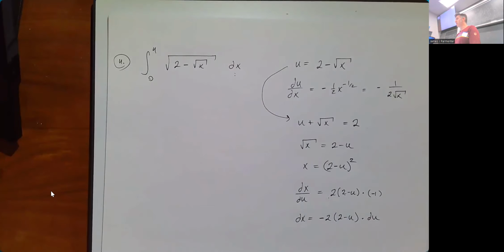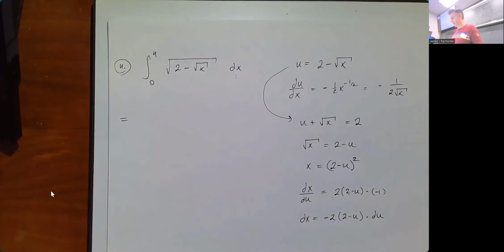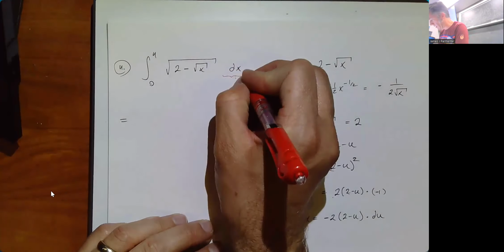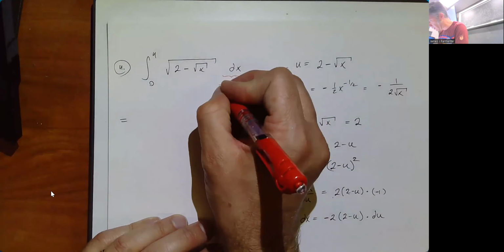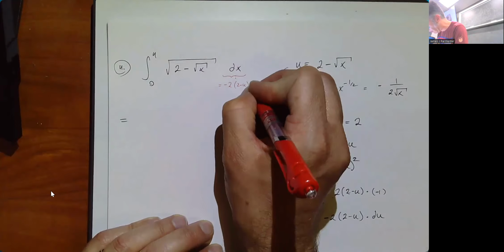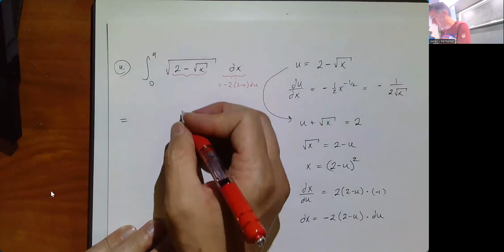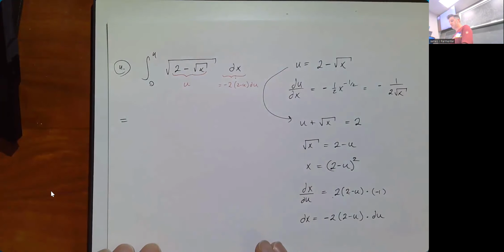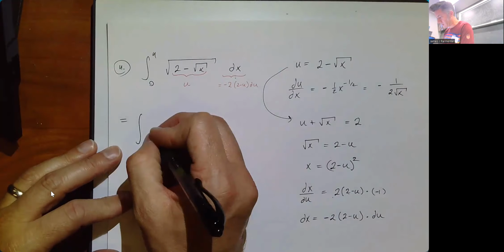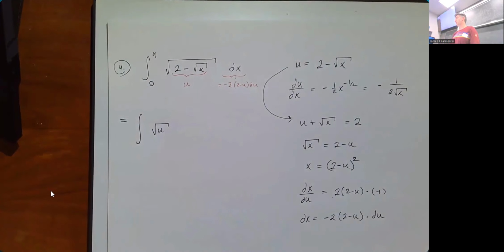So I'm looking all right. If I rewrite this integral, I guess I should label things. So here dx is going to be this massive thing. dx is equal to -2 times 2 minus u times du. And the inside of the square root there, 2 minus root x, is just u. So I'm going to now have the integral of the square root of u, which we should really just get in the habit of writing as u to the 1/2.